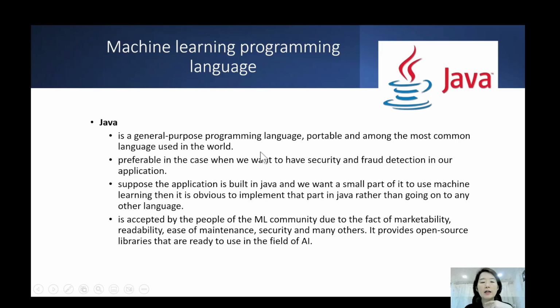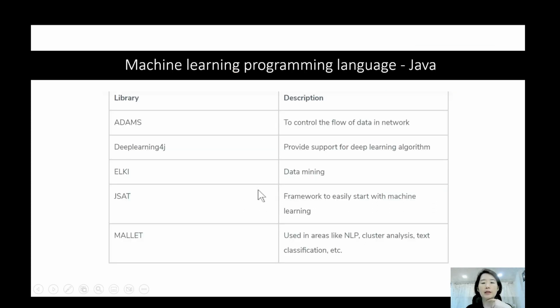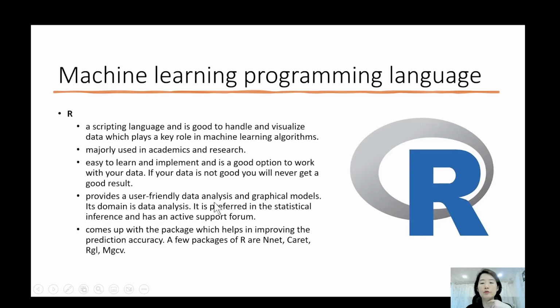And for Java, Java is a general purpose programming language, portable and among the most common languages used in the world, not only in data analytics, but also in games and other basic or object-oriented programming. So this is preferable when we want to have security and fraud detection in our application. All right, for Java, this will be the library that they provide.